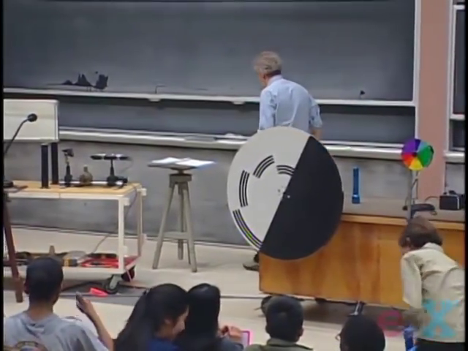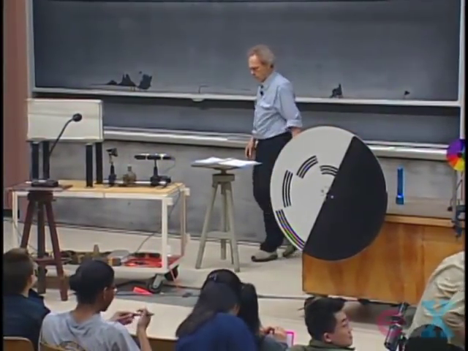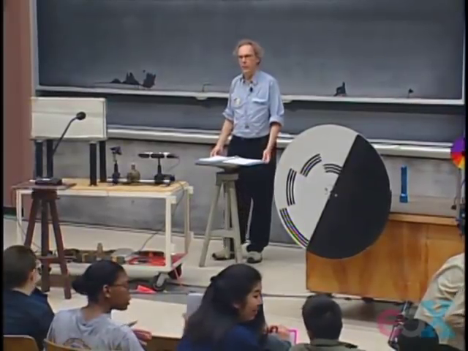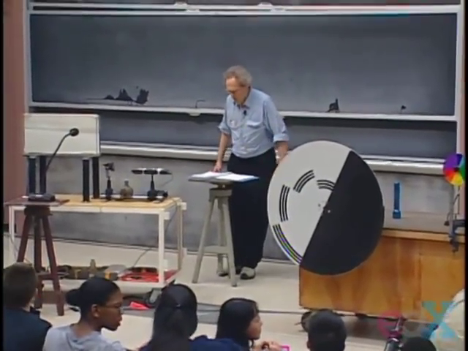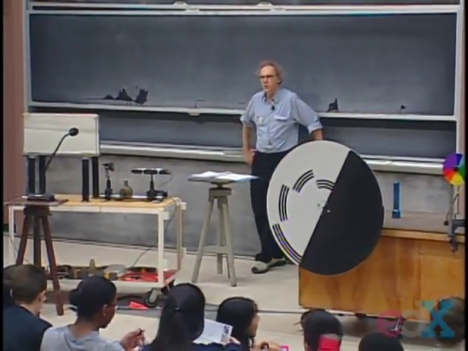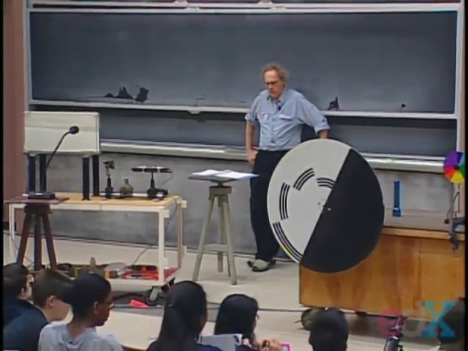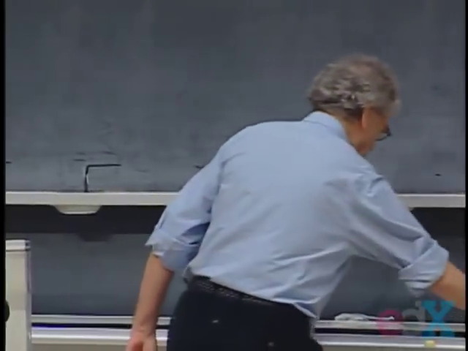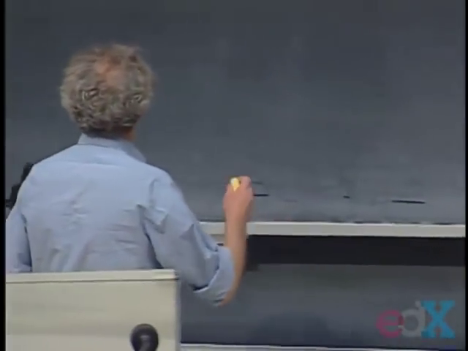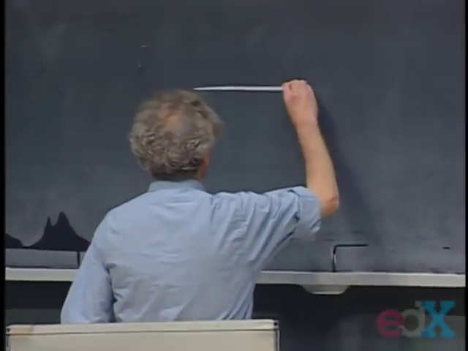Today, we're going to talk about light. Light is an electromagnetic phenomenon. And already in the 16th century, way before Maxwell, a lot of studies were done of the interaction of light with water and with glass. And the kind of experiments that were done were as follows.